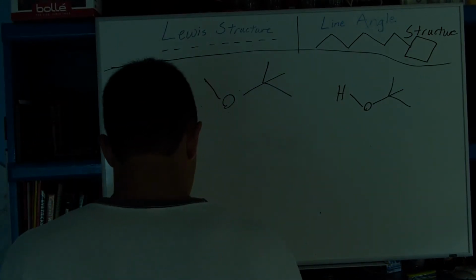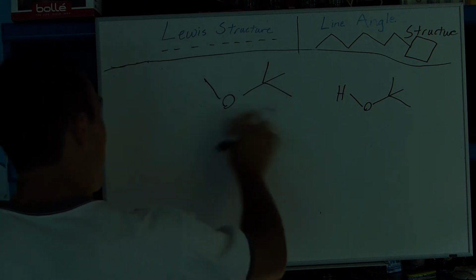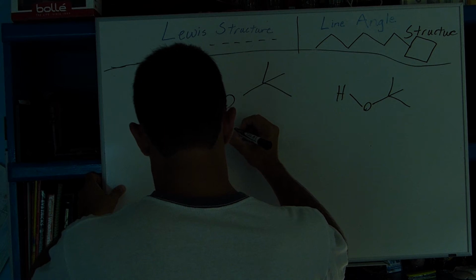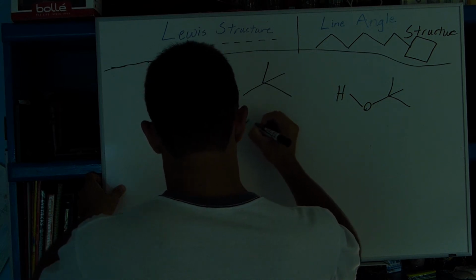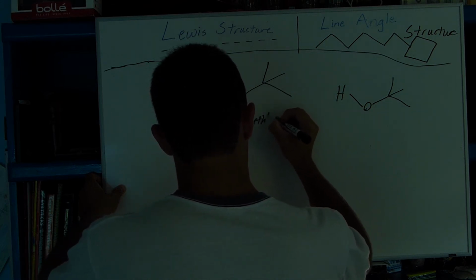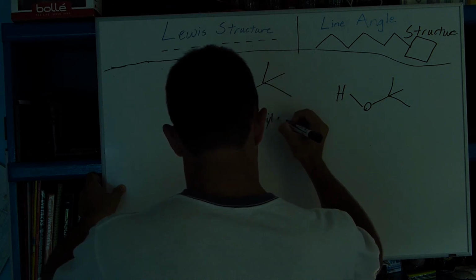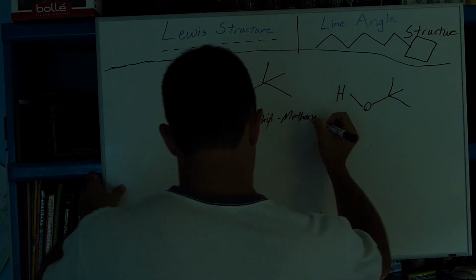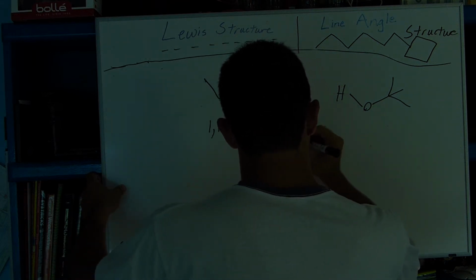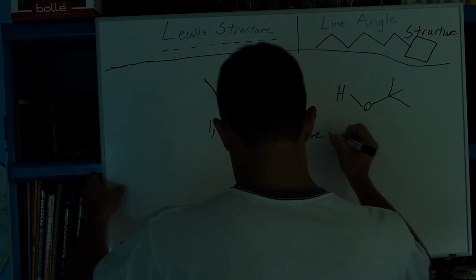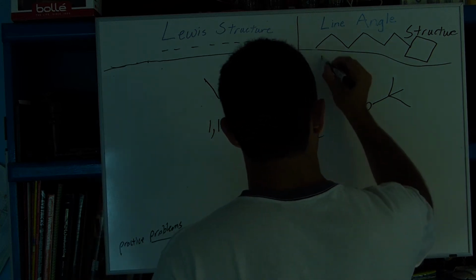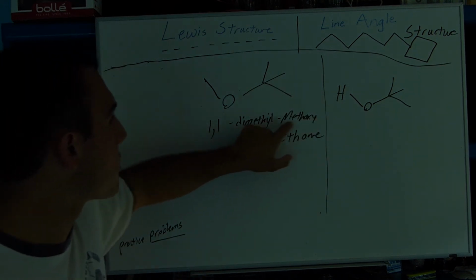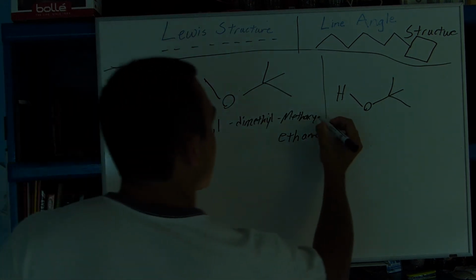Alright, so I'll begin. So here we are. I'll give you the names. So we have 1,1 dimethyl methoxy ethane. I'm running out of room. Okay, I'll come to this one later. But okay, so we have 1,1 dimethyl methoxy ethane. I'm going to put a little dash here.